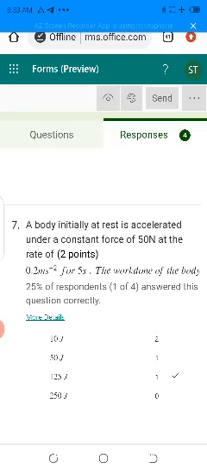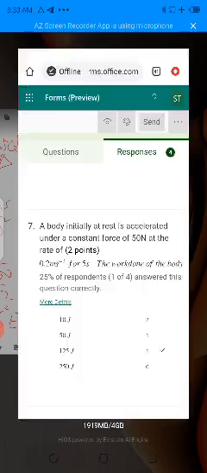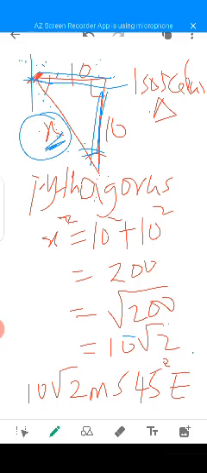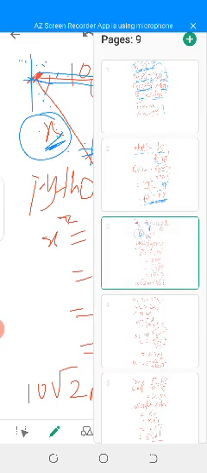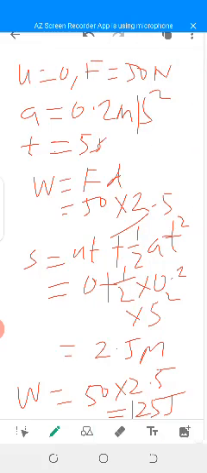And we are given the force. The question asks us to find the what? The corresponding work done. What is the work done? The work done is force by perpendicular distance. That's the work done. Now look at this now. We are given u, F, a, t.